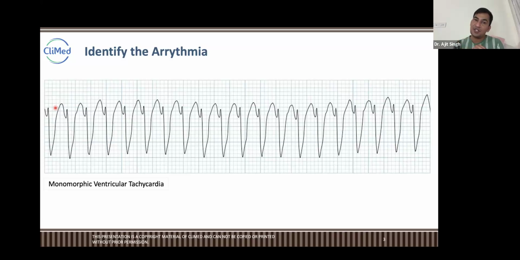Now in that there are two types of ventricular tachycardia. One is monomorphic, where you will see that each beat has a similar QRS complex, and it looks similar. That's why it is monomorphic. But if there are multiple variants, like somewhere the QRS complex is 120, somewhere 140, 150, 160, or maybe lesser sometimes, that could be called polymorphic.